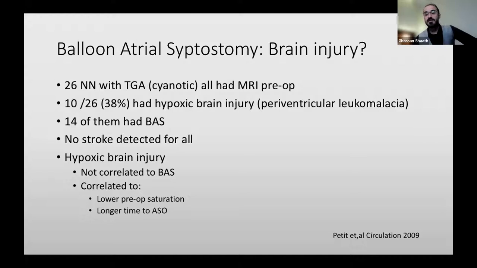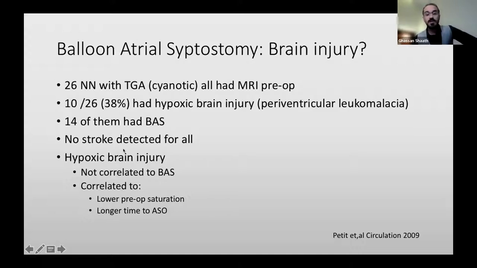And from there, this study was actually published a long time back, more than 10 years ago. It showed that 26 units with TGA and cyanotic, they all had MRI preoperatively. And 38 of them have hypoxic brain injury with periventricular leukomalacia even before we touch them. 14 out of the 26 had balloon atrial septostomy. No stroke was detected in any.